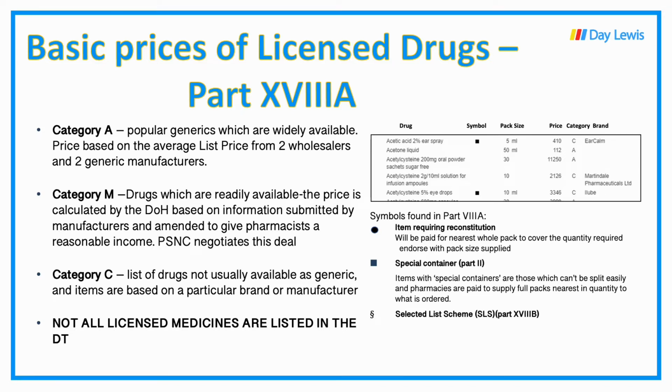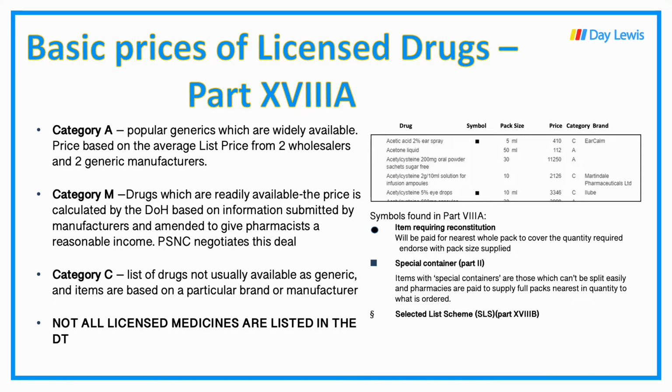So the drugs that we are allowed to prescribe are listed under 3 categories. So category A is the popular generics that are widely available and usually of an average price list from a few wholesalers. Category M is more interesting, so these are readily available drugs. Usually the price is calculated by the Department of Health, dependent on information submitted by manufacturers, and they will adjust this price to allow pharmacists to have a reasonable income. So the Pharmacy Negotiating Committee will negotiate this deal for us. So you can have a look on the PSNC website as to exactly what they do.